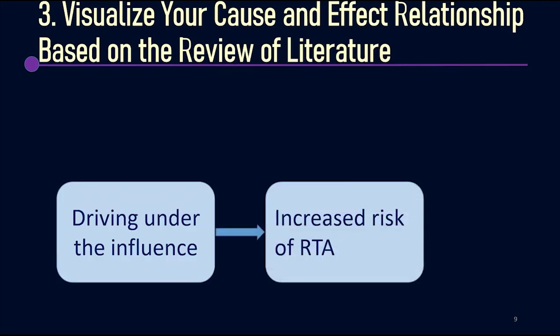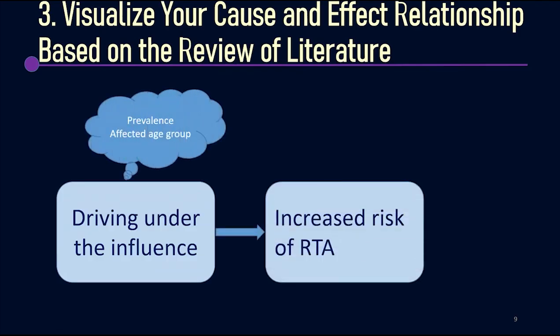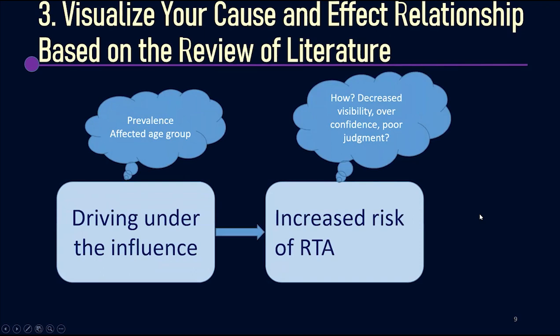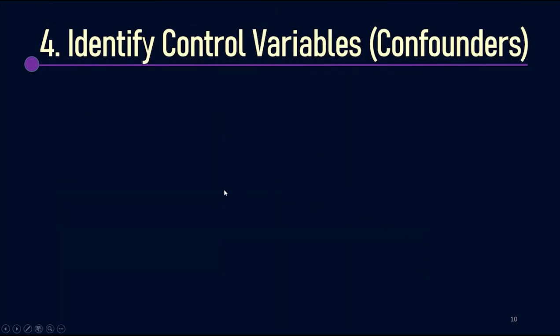The next step is visualizing your cause and effect relationship based on the review of the literature. Same example, driving under the influence, increased risk of RTA. What are the factors that may come into play? For example, what is the prevalence, what is the most commonly affected age group that is involved in driving under the influence? That will be the factor you will consider in your literature review. Whereas what exactly causes an increased incidence of RTA in patients who drive under the influence? What are the mechanisms? Is it due to decreased visibility or overconfidence or poor judgment? All this information you gather by your literature review.